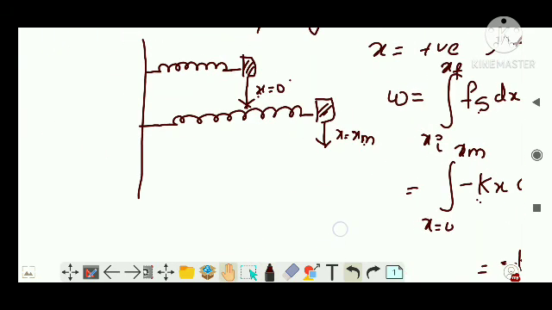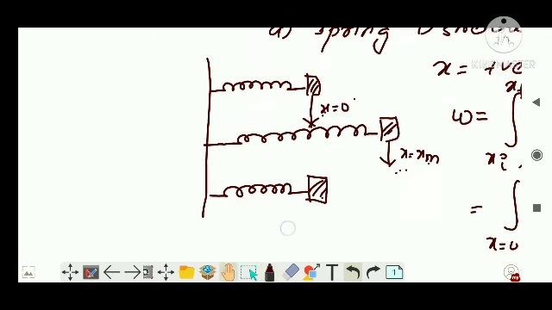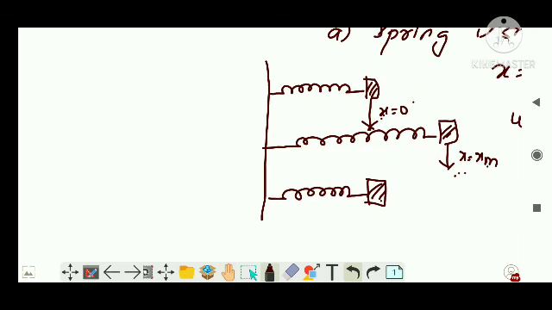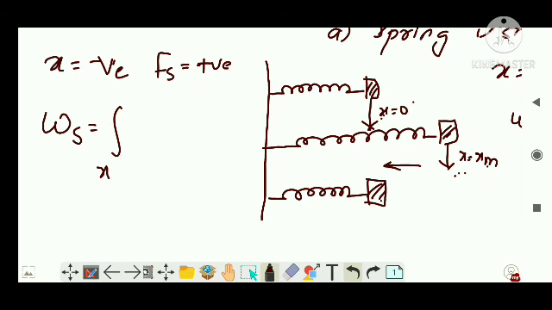Similarly, let's talk about what happens if it is compressed back to its initial position. That is, the displacement is from xm to x equal to 0. I'm going to compress it. When the spring is compressed, x is in this direction, so x is negative, and against that the spring force is acting, so Fs is positive. Keep that in mind. So work done is equal to the integral from the initial position xm to the final position 0 of Fs dx.